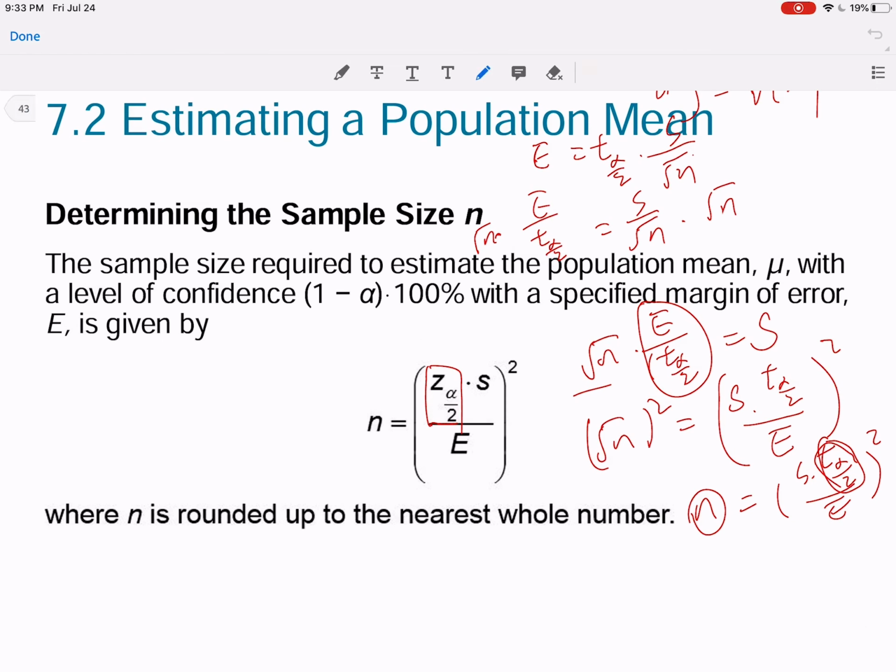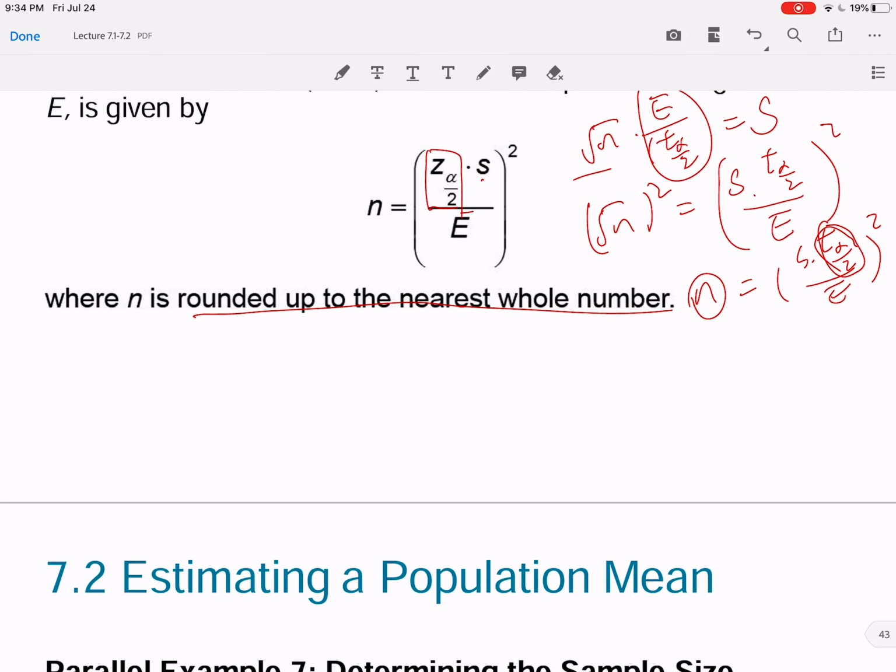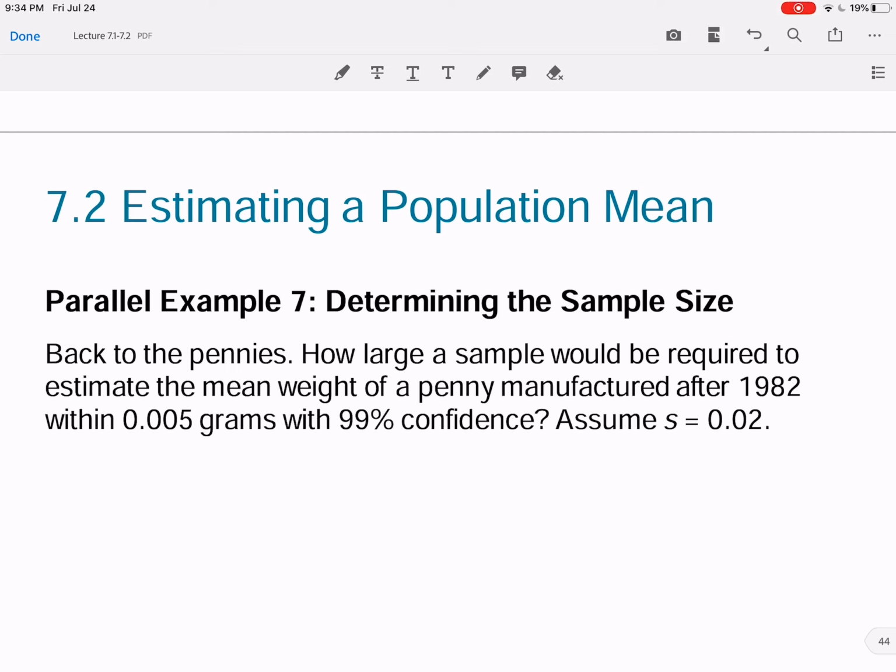So basically the formula for the sample size n is the quantity squared of z sub half alpha times the sample standard deviation, all over the margin of error. And of course you have to round it up to the nearest whole number. So once you know this formula, what we need to do is just plug and play.